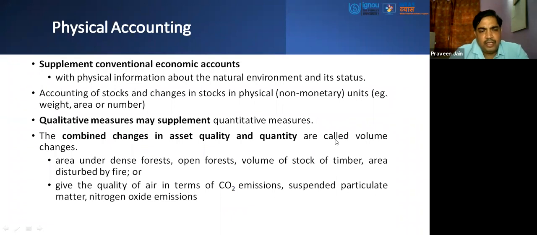Another example, we can mention the quality of air in terms of CO2 emissions, suspended particulate matter, or the nitrogen oxide emission in the air. So quantity and quality data about the natural resources that we mention in the national accounting system, or conventional accounting system, we call a physical accounting system.